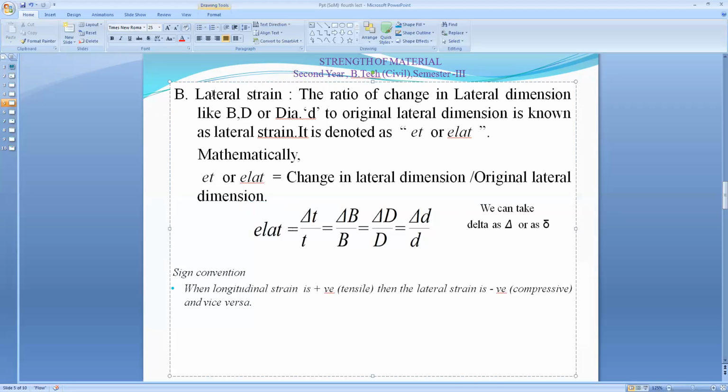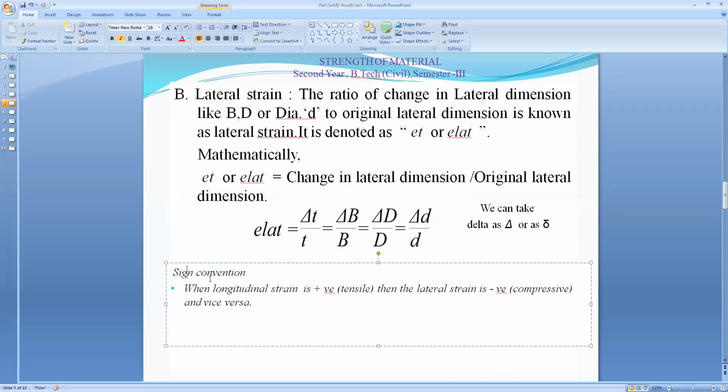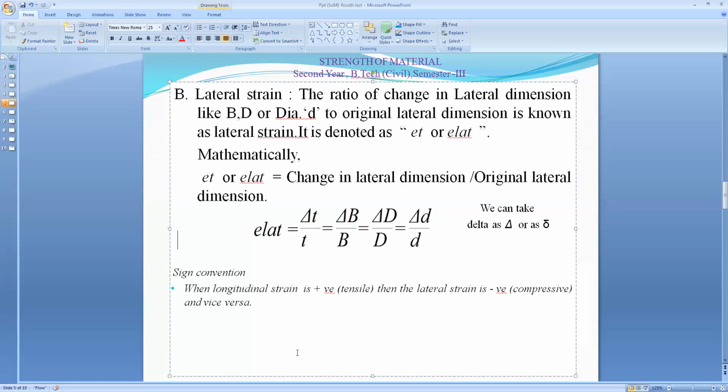Similarly, like linear strain, lateral strain has no unit. Please consider the sign convention. When longitudinal strain is positive, meaning there is a tensile longitudinal strain, the lateral strain is negative. That means when the bar extends, there is a decrease in the lateral dimension, and vice versa.